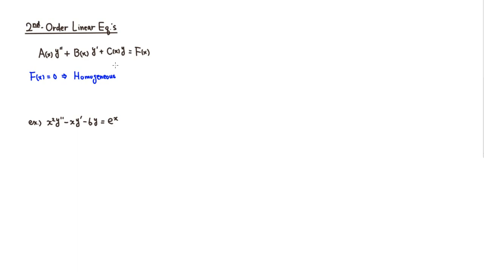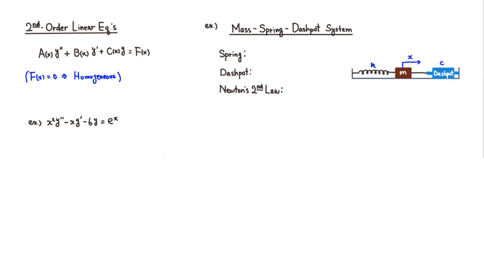All right, so here's an example of a second-order linear equation, something like x squared y double prime minus x times y prime minus 6y equals e to the x. So what would be a good application of a second-order linear equation? Here's a very good example.